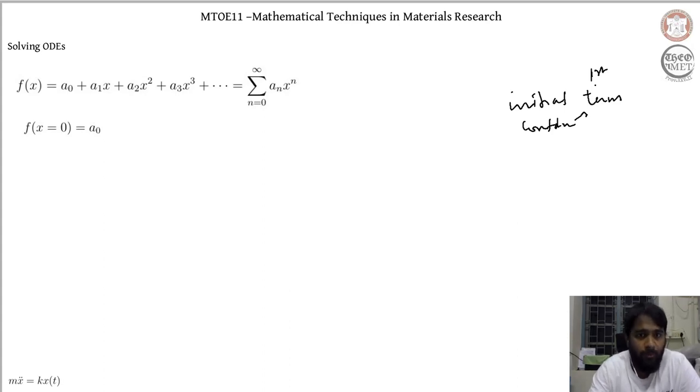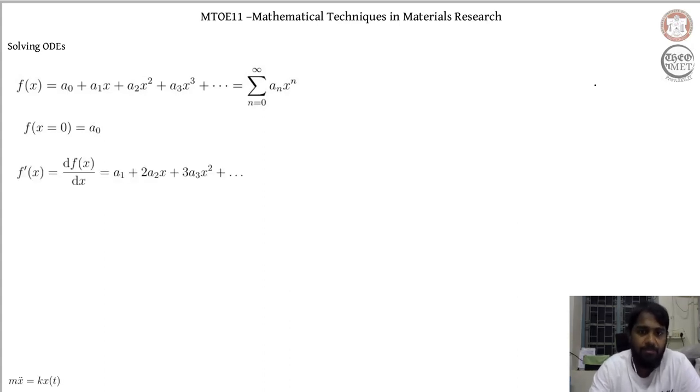An expression for the second term can be arrived at by considering the first derivative of the original power series. When I want to arrive at the second term, I begin by taking the first derivative of the original power series, and then I substitute x equal to 0. I end up having an expression for my second term, that is A1.